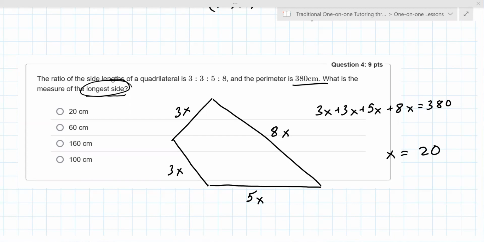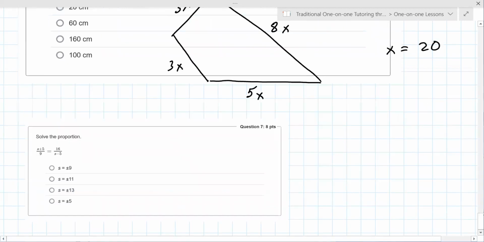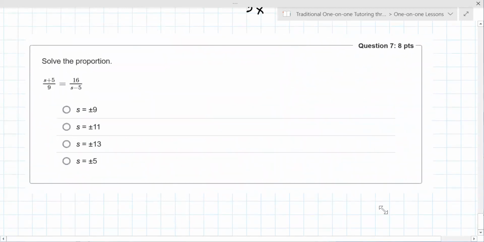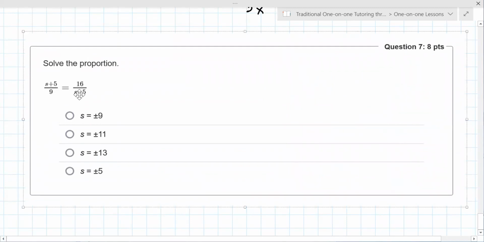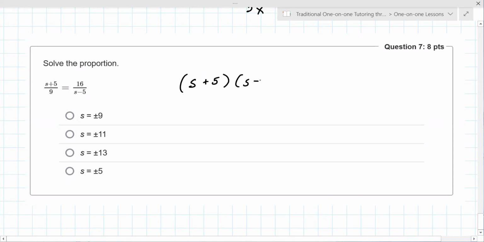Okay, so here is a slightly different problem. We'll work this one out together. So this one has expressions in the top left and the bottom right. What that means is there's no numbers to cancel out. So remember how we diagonally multiply here? So this is s plus 5 times s minus 5. And then it's 9 times 16 on the right. You got your calculator, or maybe you can do that by hand. What is 9 times 16?